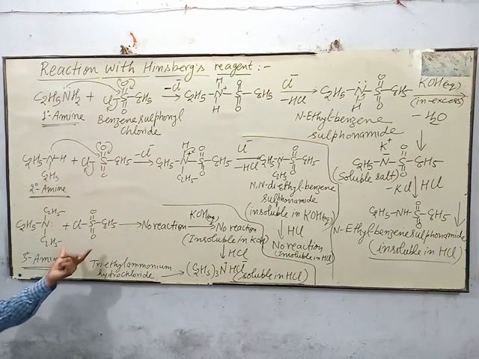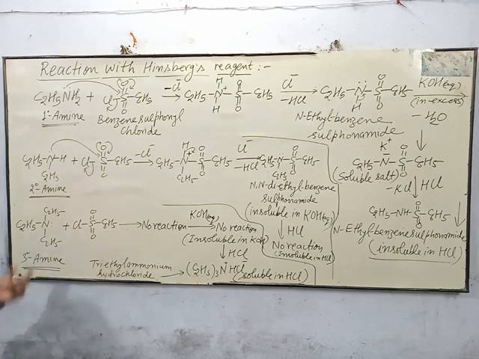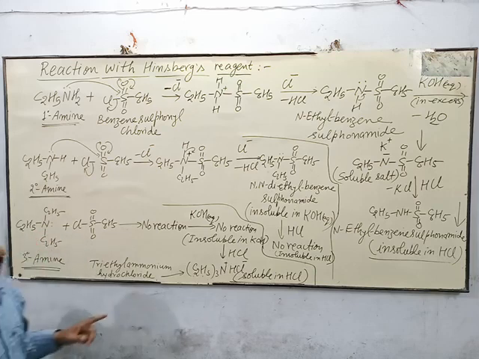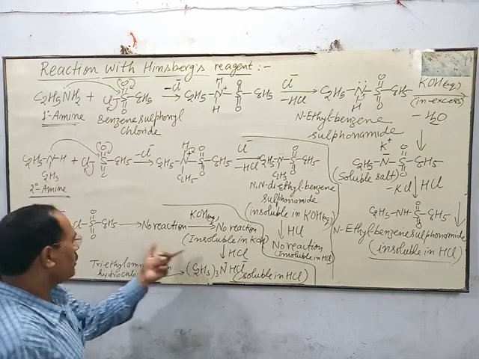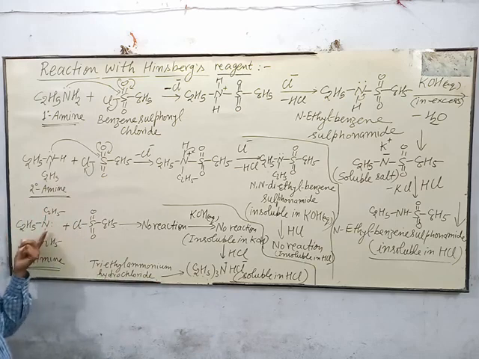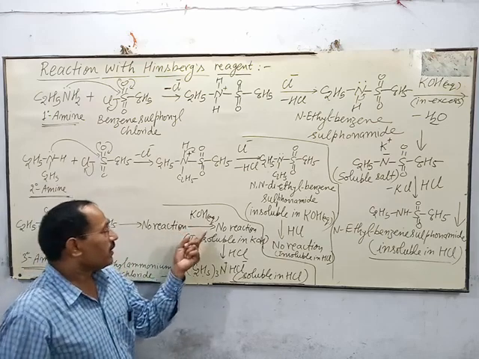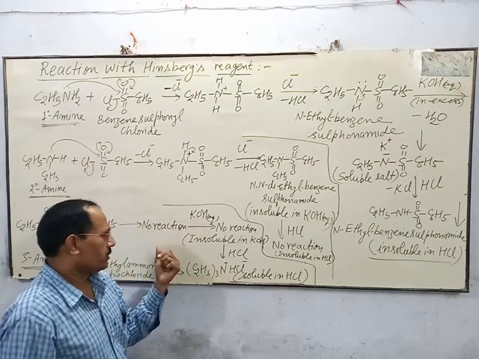Now the reaction of benzene sulfonyl chloride with tertiary amine. This is benzene sulfonyl chloride, Hinsberg reagent. Due to absence of hydrogen, in this case there is no hydrogen attached to the nitrogen atom, so benzene sulfonyl chloride does not react with tertiary amine. When benzene sulfonyl chloride is treated with tertiary amine, no reaction occurs and no reaction with KOH.